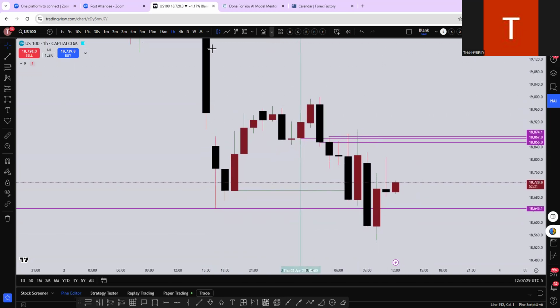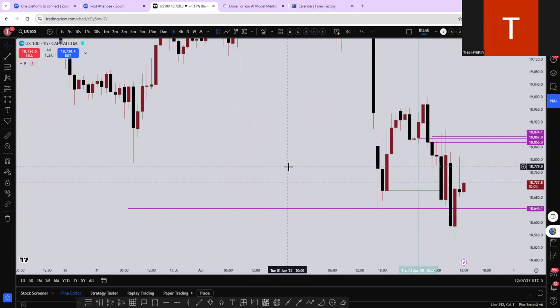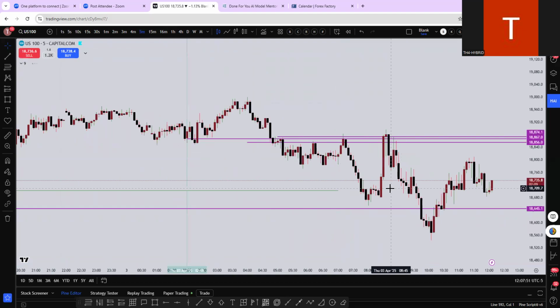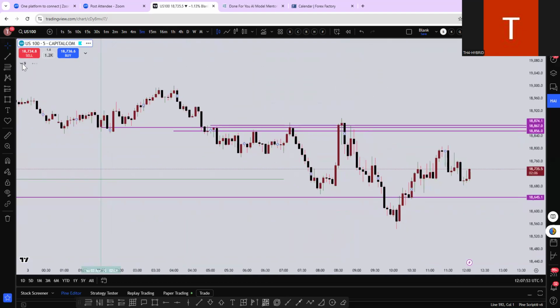So what I want to know most of all is the 1 hour supporting the daily bias. If the 1 hour is supporting the daily bias, then we trade in that direction. After that, we can go down to the 5 minute where we have our overnight session.